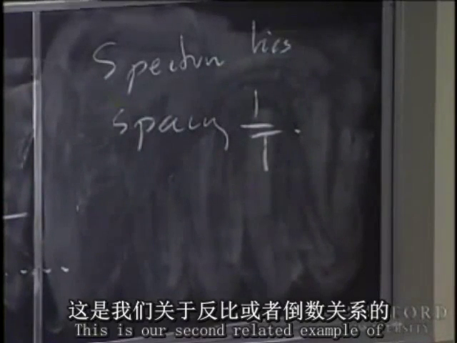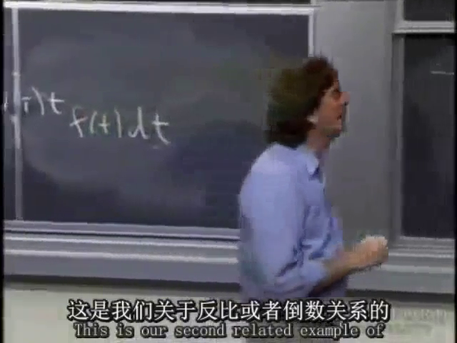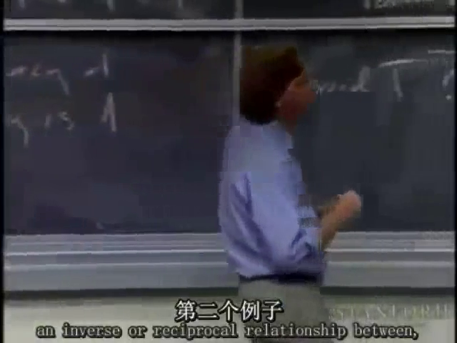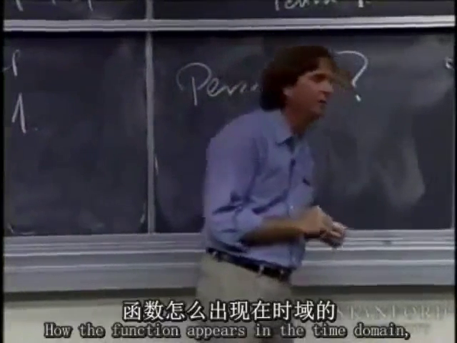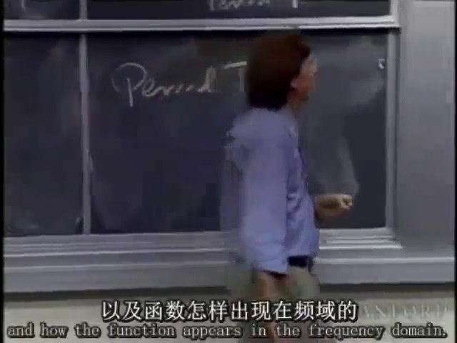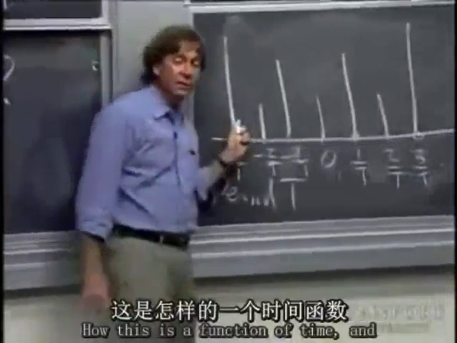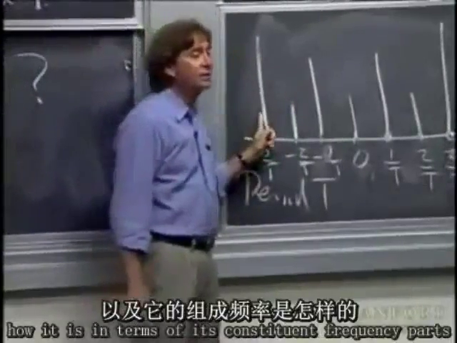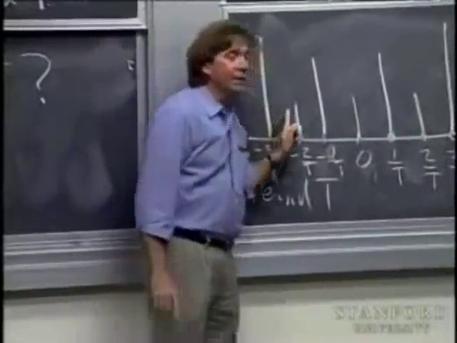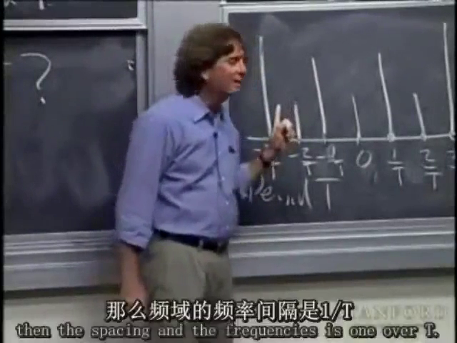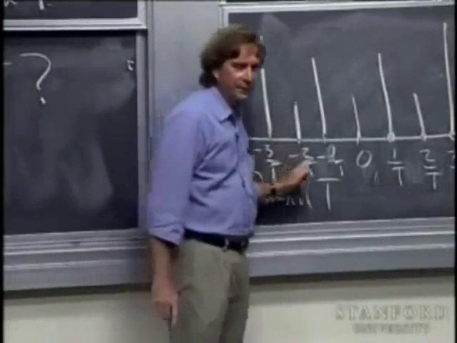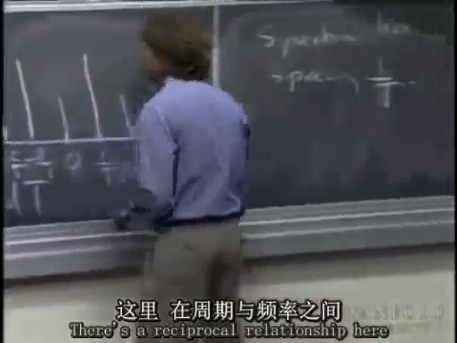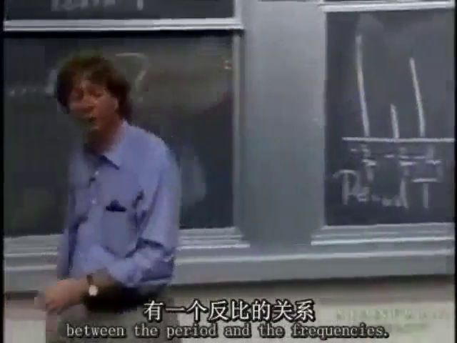This is our second related example of an inverse or reciprocal relationship between, in this case, the two domains: how the function appears in the time domain and how the function appears in the frequency domain, how it is as a function of time and how it is in terms of its constituent frequency parts. If the period is T, then the spacing of the frequencies is 1 over T. All right? There's a reciprocal relationship here between the period and the frequencies.